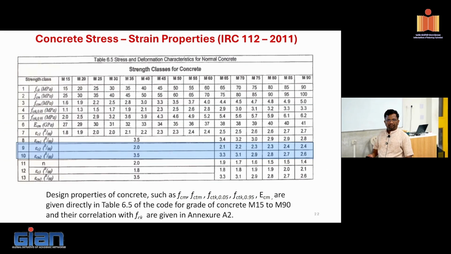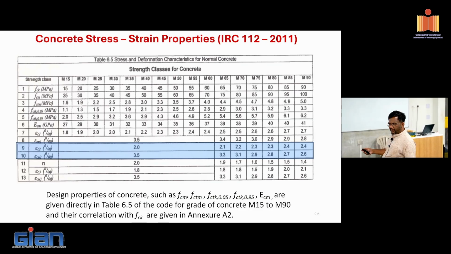Okay. Now, this is the code, the stress strain curve property that are specified by IRC 112. And if you look at it here, this is the table that is reproduced from IRC 112. So if you see here, different properties that are directly given. What is FCK? FCM is the mean strength. I told you characteristic strength is going to be lesser than the mean strength. So obviously mean strength is going to be higher. And FCTM is the mean tensile strength, and this is a 5 percentile strength, this is a 95 percentile strength. Obviously 95 percentile strength is going to be higher than 5 percentile strength, right? So this is on the left side and right side of your normal distribution, right?